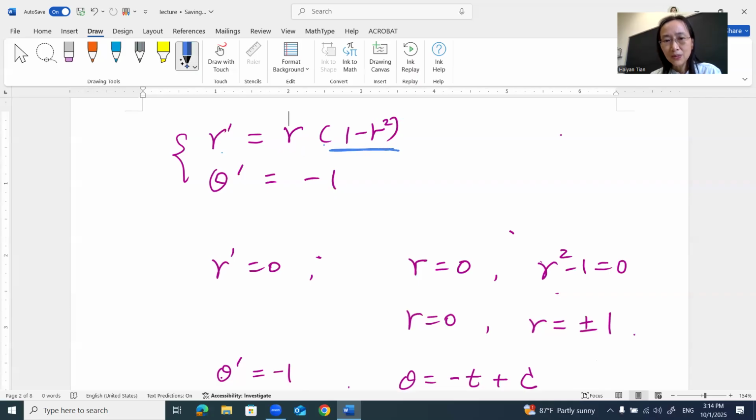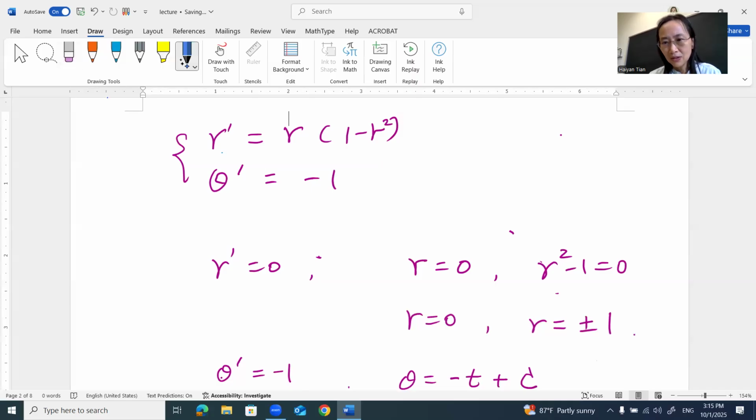So this term, 1 minus r squared, will be negative. So the product will be negative, meaning the derivative of r is negative. So r is decreasing. However, theta is still also negative always. So theta is decreasing, meaning the curve will go clockwise, and r is decreasing this time.